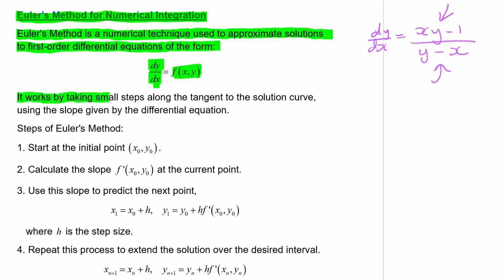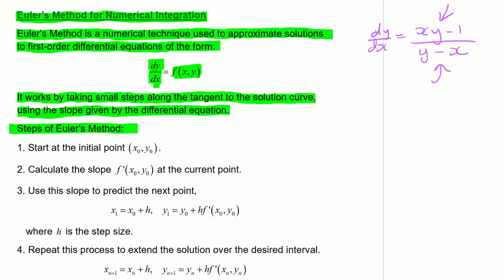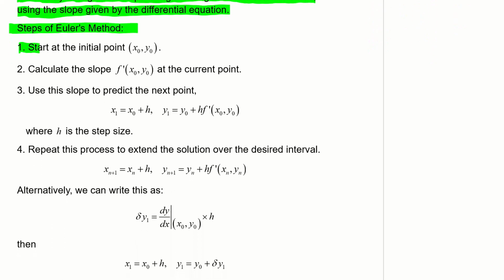It works by taking small steps along the tangent to the solution curve, using the slope given by the differential equation. We'll have a look at a diagram shortly. The steps of Euler's method are as follows. We start at the initial point, x0, y0. So there's some point here, x0 and y0, where we want to have a first step in trying to predict values along the solution curve.